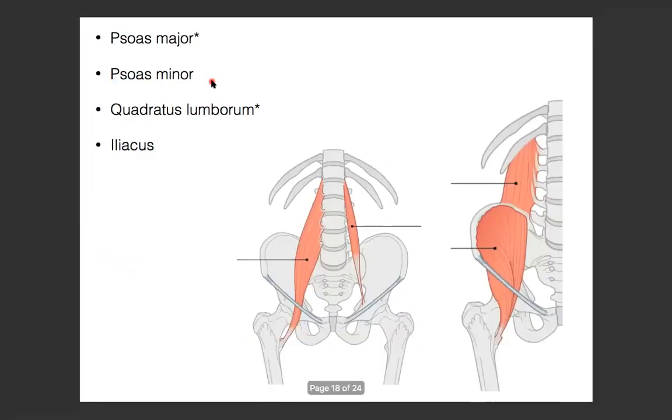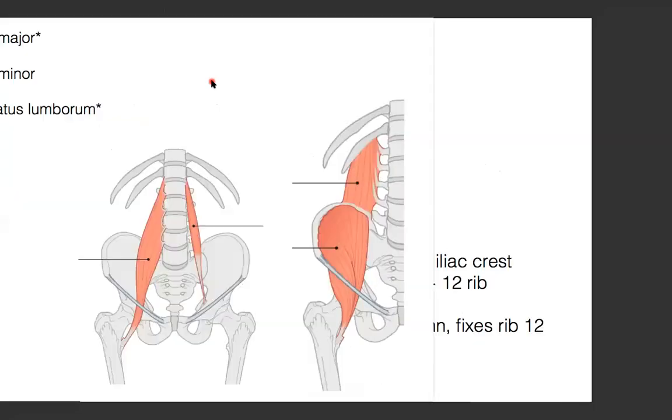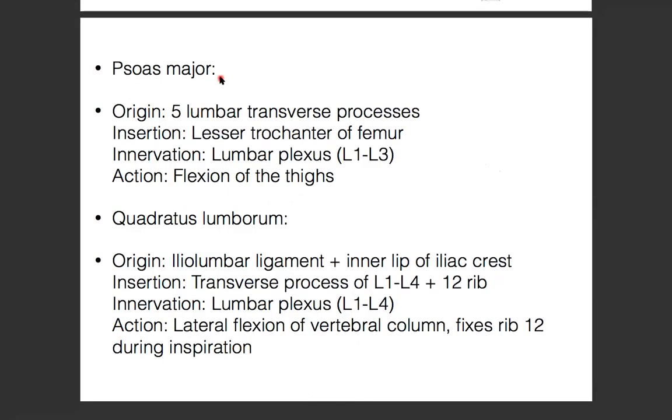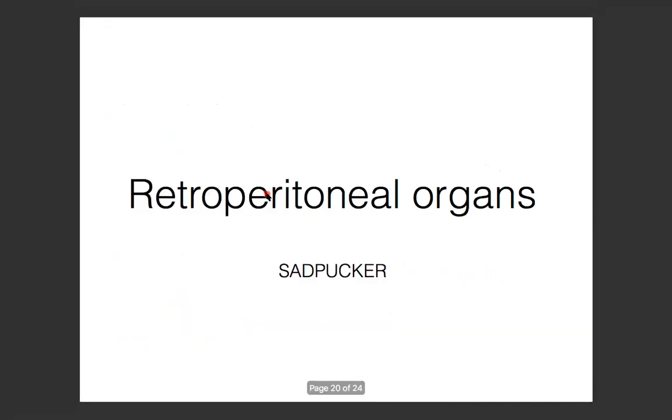This is pretty much what I want to talk about in the posterior abdominal wall. Any questions about the posterior abdominal wall muscles? Next we'll talk about the retroperitoneal organs.